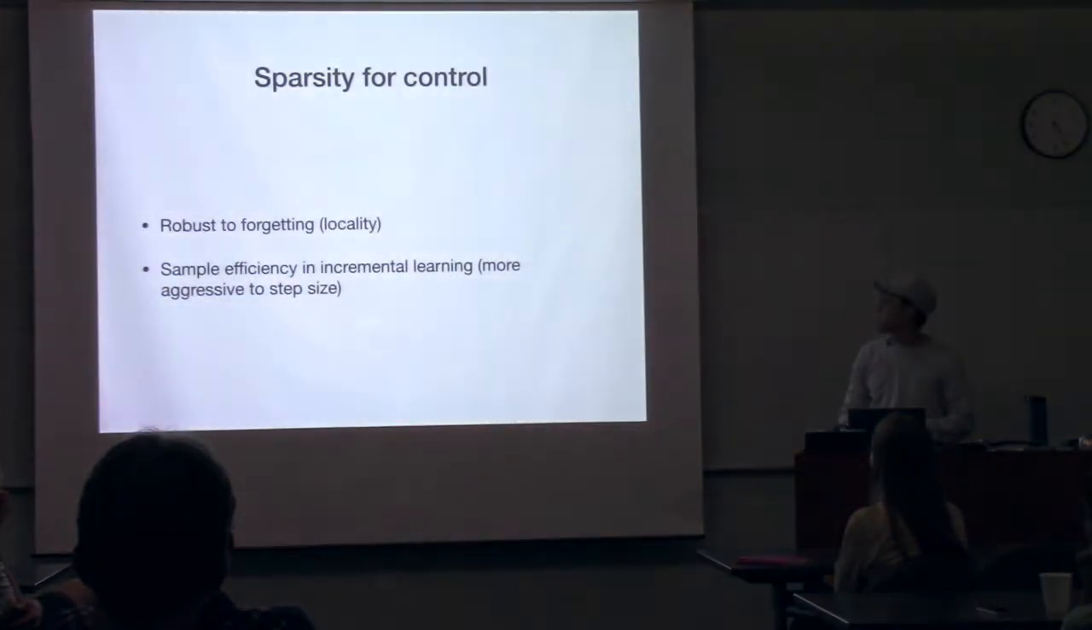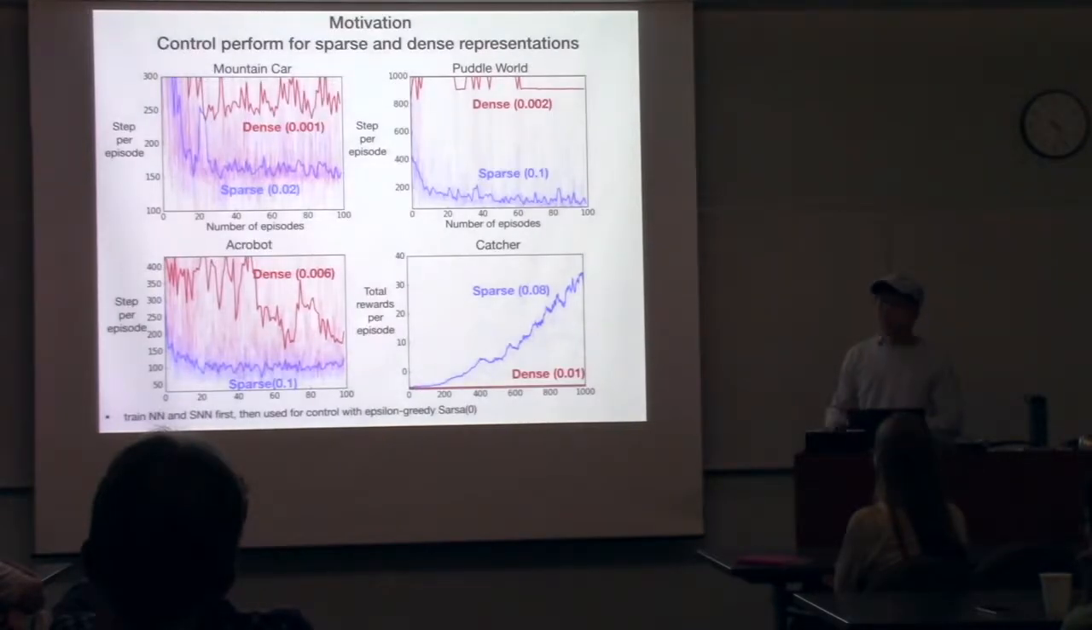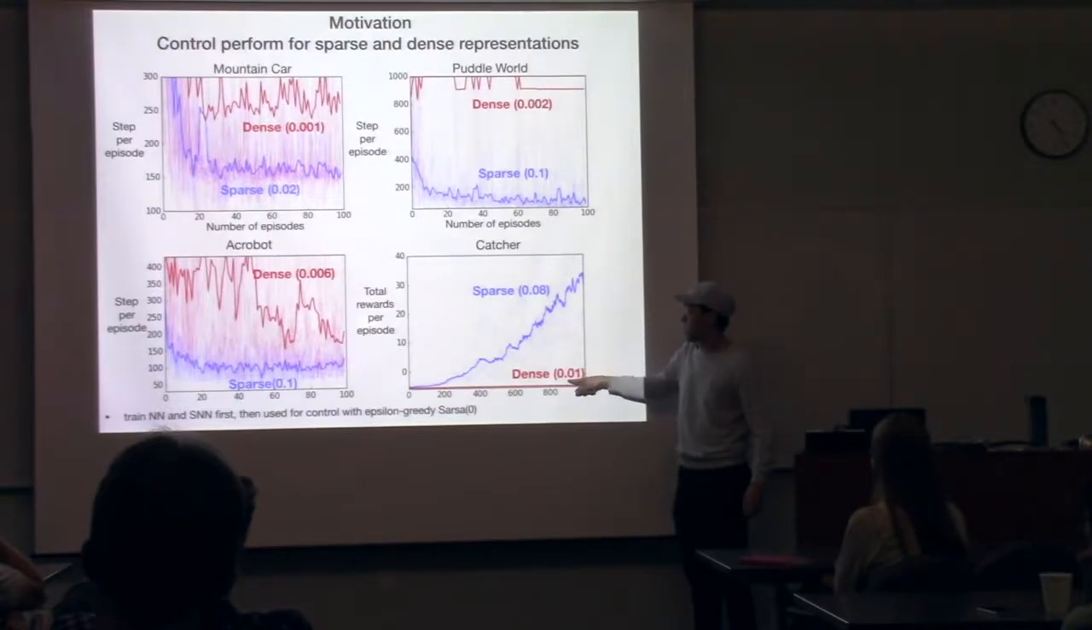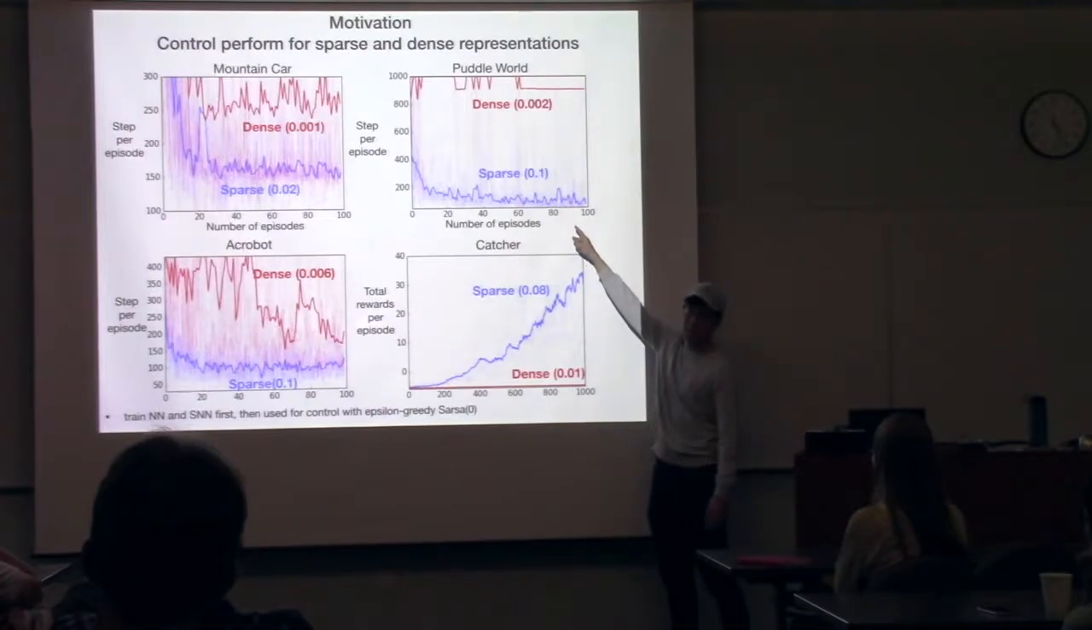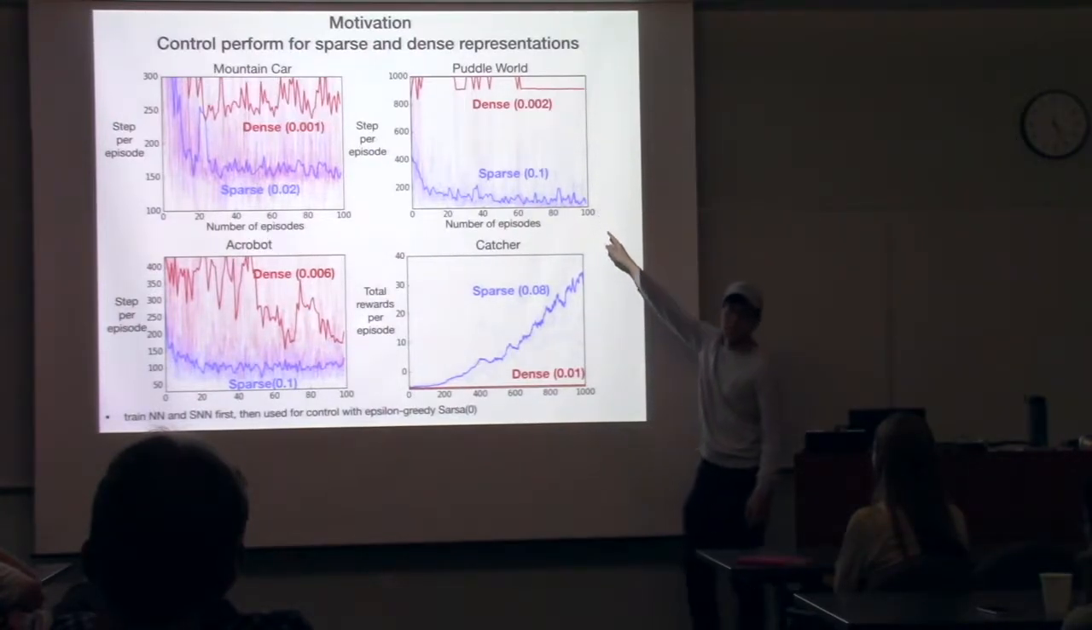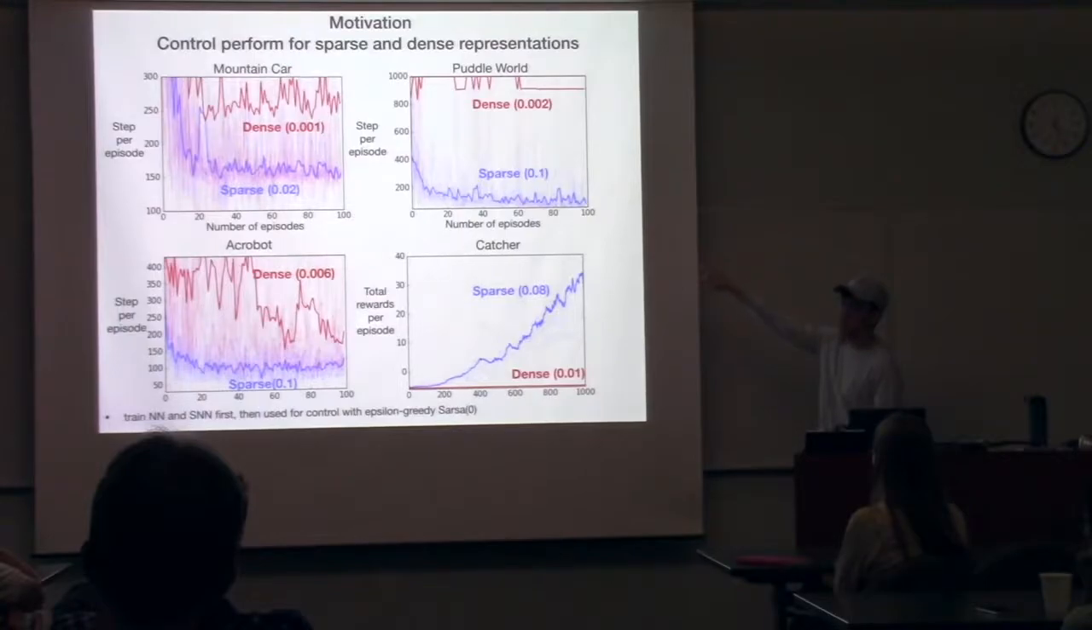Okay. So let's go back to the second point. I think sparse representation will provide sample efficiency in incremental learning, which means we can set the step size more aggressively. So that corresponds to Nico's question. You can see the learning rate here for all domains. I can set the learning rate for sparse representation much higher than for dense representation, so it converges faster than dense. So that's another point I think might benefit from sparse representation.